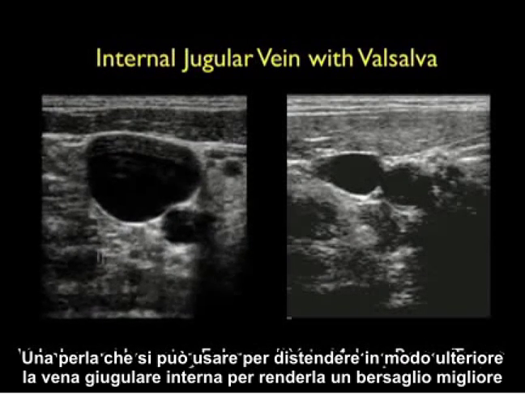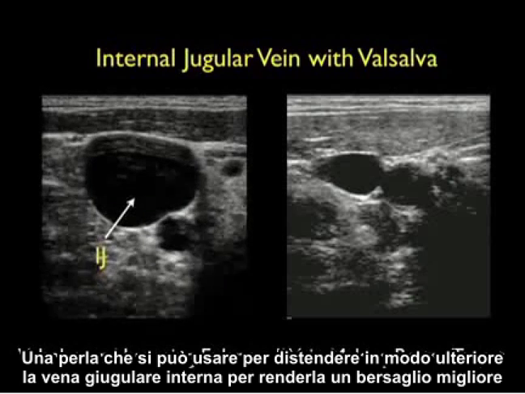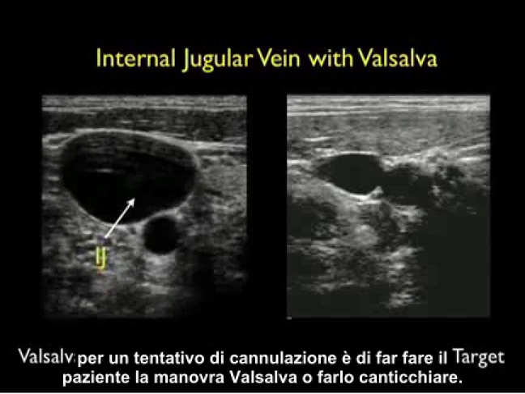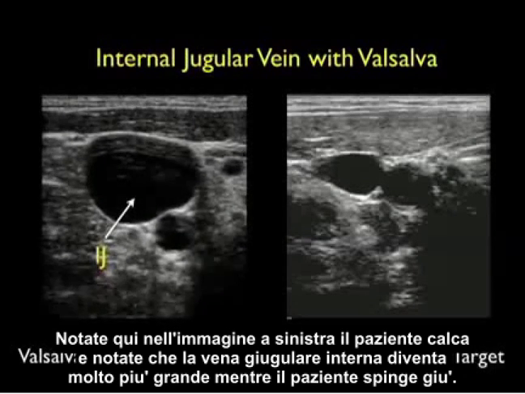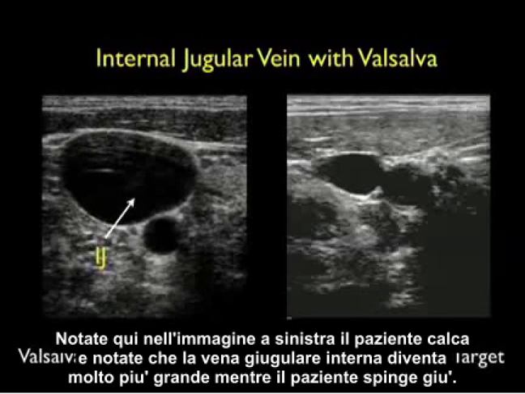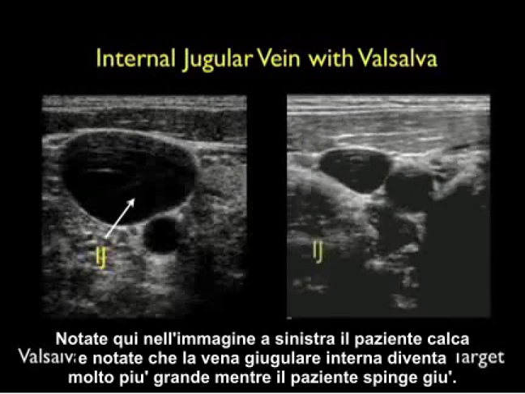One pearl that can be used to further distend the internal jugular vein and make it a better target for a cannulation attempt is to have the patient valsalva or hum. Notice here in the image to the left, the patient is bearing down, and notice that the internal jugular vein becomes much bigger as the patient pushes down.